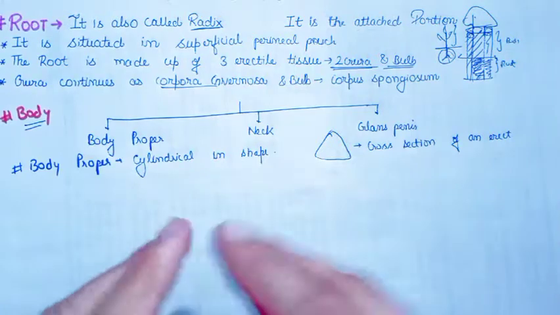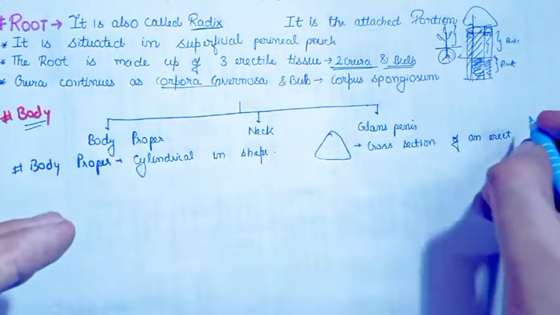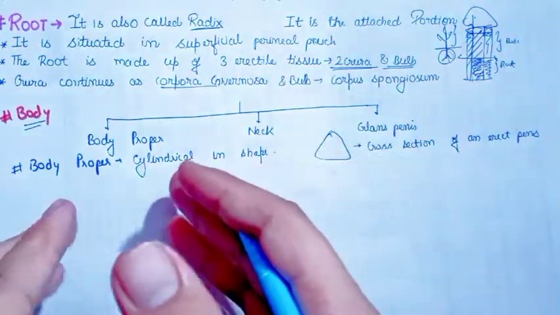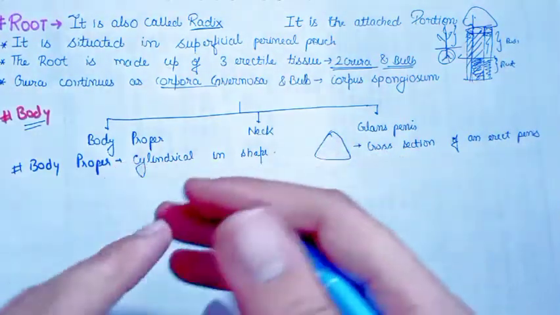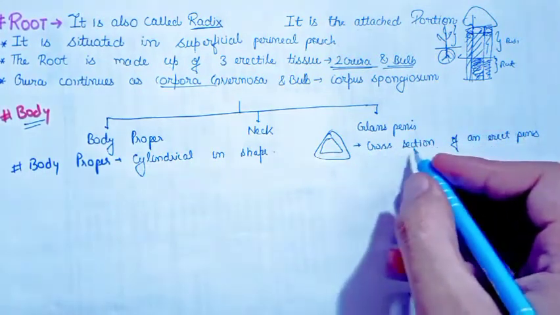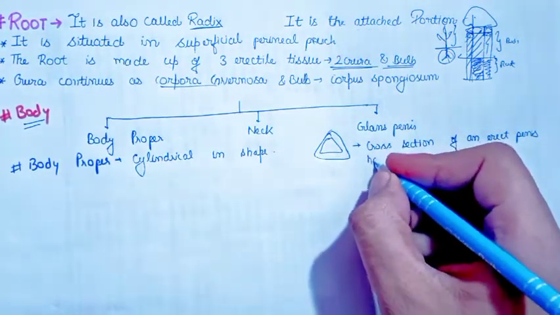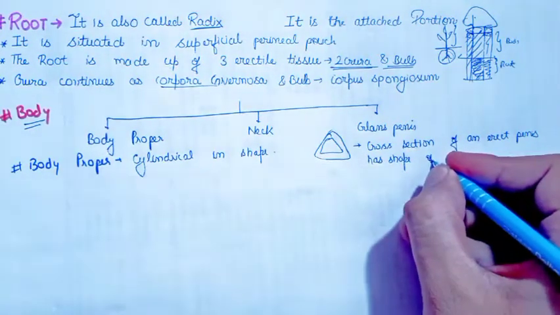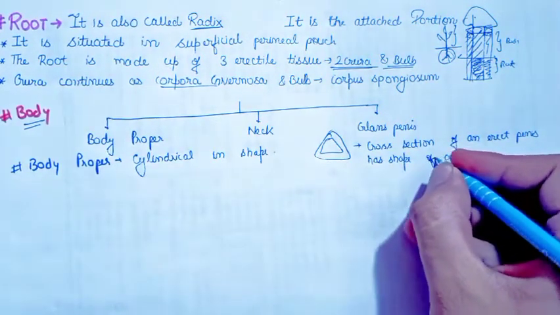So the cross section of an erect penis, and especially the body proper part, appears to be like that of a prism. The cross section of an erect penis has the shape of a prism.